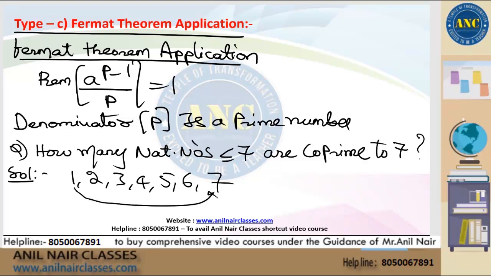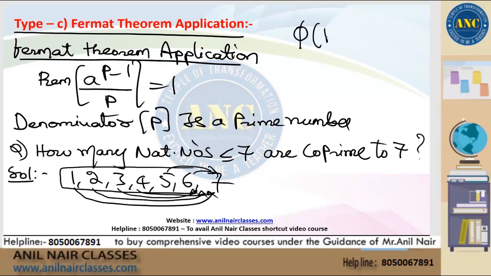1 is co-prime to 7. 2 is co-prime to 7. 3 is co-prime to 7. 4 is co-prime to 7. 5 is co-prime to 7. 6 is co-prime to 7. Totally how many numbers we got? 6 numbers. For 7 I got 6 numbers. For 13 I will get 12 numbers. For p I will get p minus 1.